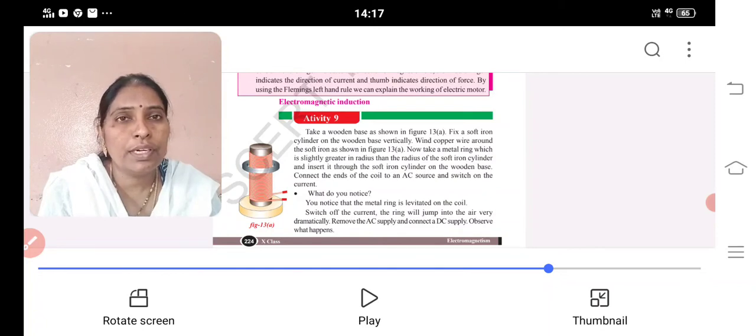Units are Weber. And we discussed the right hand thumb rule also.